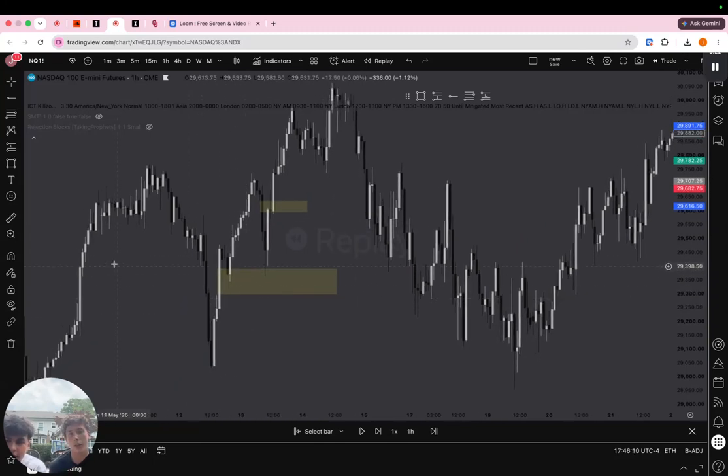Yeah, over there, it's the same thing. This creates a bearish fair value gap here, right? As you can see, it creates the bearish fair value gap right here. And boom. Whoa.